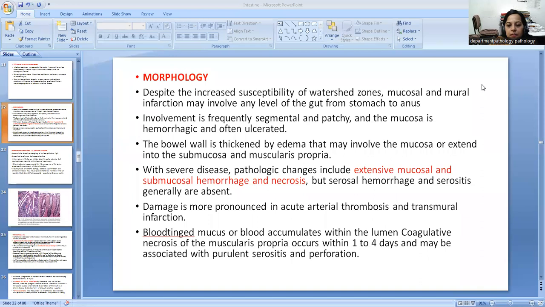Despite the increased susceptibility of watershed zones, mucosal and mural infarction may involve any level of the gut from stomach to anus. Involvement is frequently segmental and patchy, and the mucosa is usually sloughed. The bowel wall is thickened by edema that may involve the mucosa or extend into the submucosa and muscularis propria.